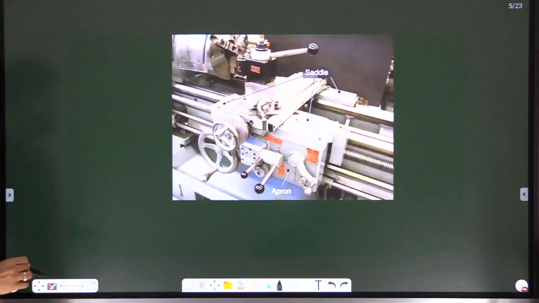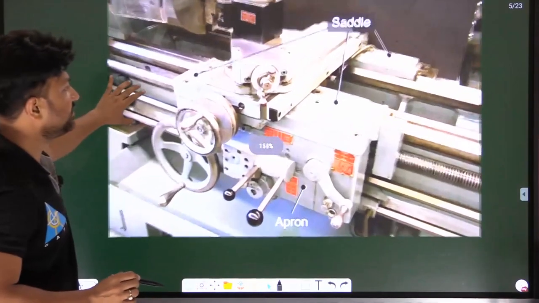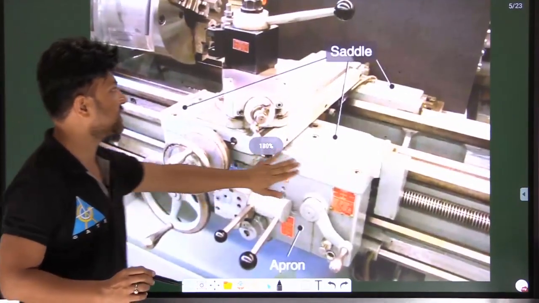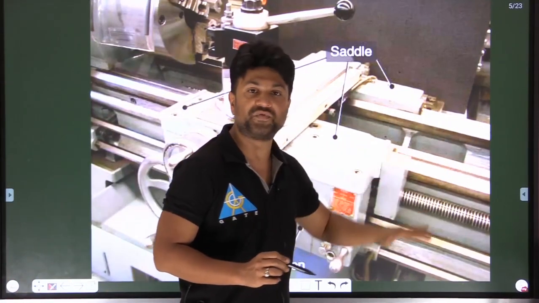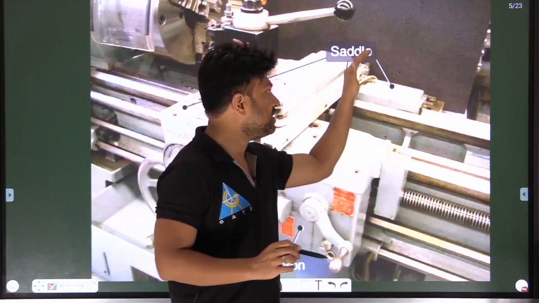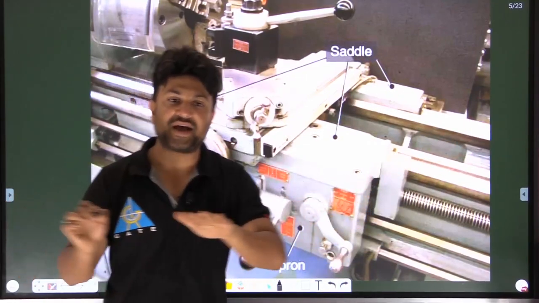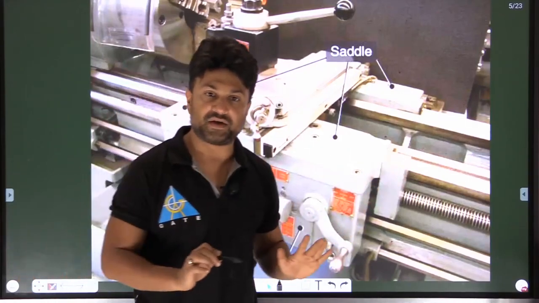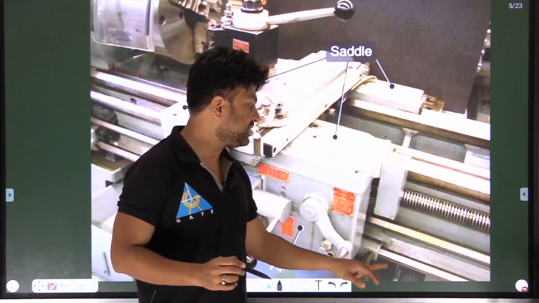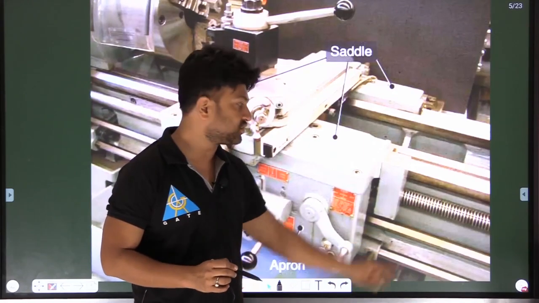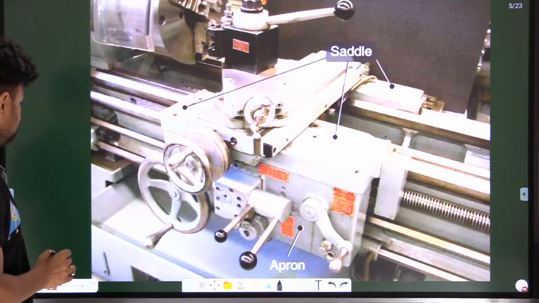This is the vase. As you can see, this is another view. Here you can see the figure properly. Look, this is a carriage. This is a saddle, and below the saddle there is a vase on which your carriage will move linearly. And you can see there is a lead screw and there is a lead rod also.